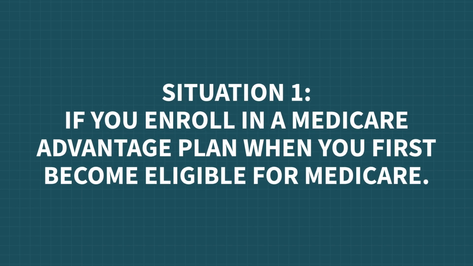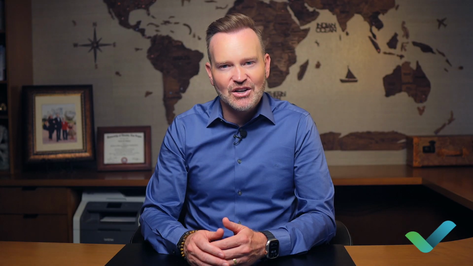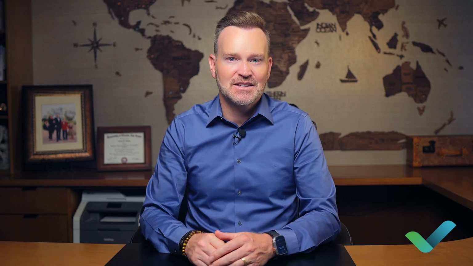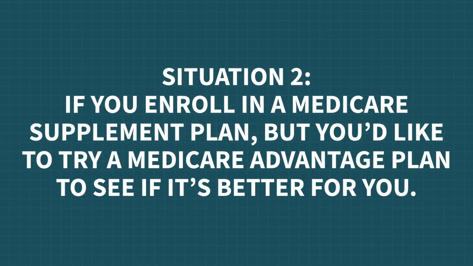The first is if you enroll in a Medicare Advantage plan when you first become eligible for Medicare. If you do this, you actually have a full year to decide if you want to stay with your Medicare Advantage plan or if you want to switch to a Medicare supplement plan. If you decide to switch within that year, you are able to do that without undergoing a medical underwriting process. Now, in order to qualify for this, your Part A, Part B, and your Medicare Advantage plan start date have to be the same.